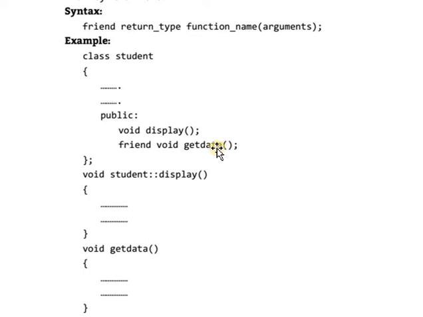Then how to access the friend function outside the class? When we want to access the display function, we access it by using the class name and the scope resolution operator. But the get data function is a friend function, so we can directly call the function outside of the class. So it is called a friend function.